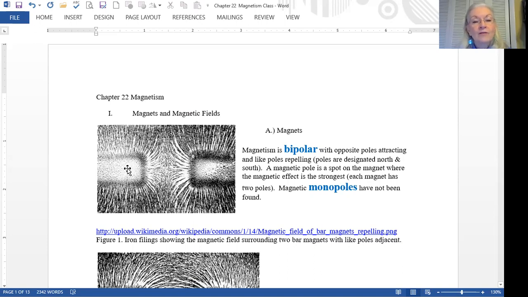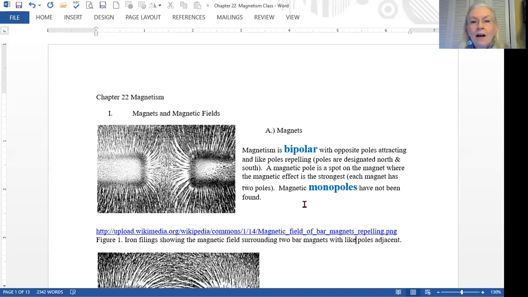Maybe the one on the left is the north magnetic pole, and the one on the right would be the north magnetic pole, or maybe they're both south magnetic poles. But like poles repel. And so you can see that the magnetic field lines come and then they push away in the very center. So, like I said, magnetism is bipolar, a north and a south.